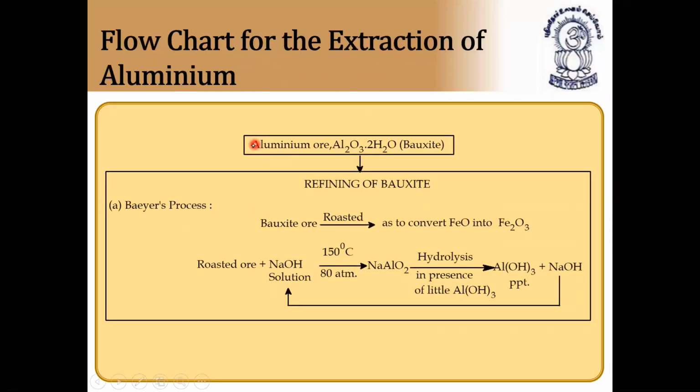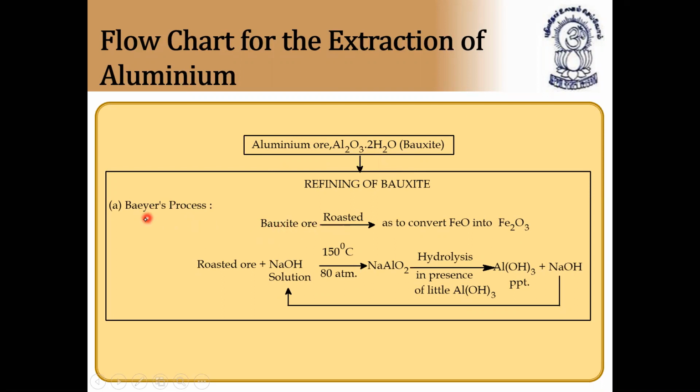So next we have the flow chart for the extraction of aluminium. Aluminium is extracted from bauxite, as we already know. I gave this flow chart in the previous lecture, but as we require more things, we are giving it again and again. So first we have the concentration of aluminium. It can be done by Bayer's process, Serpeck's process, and Hall's process.